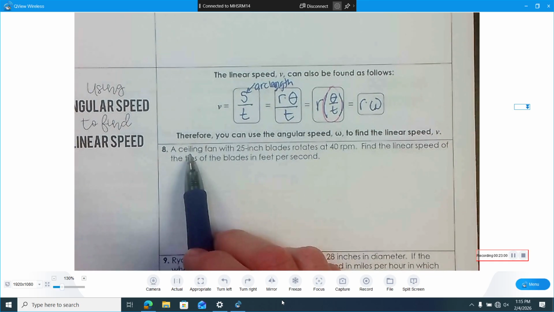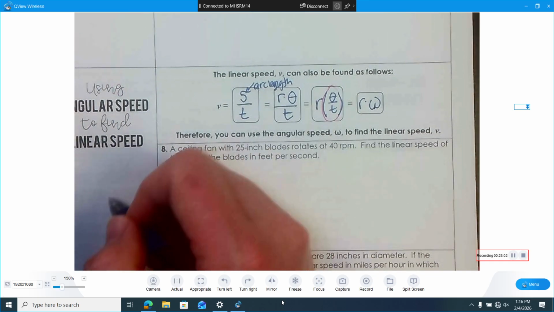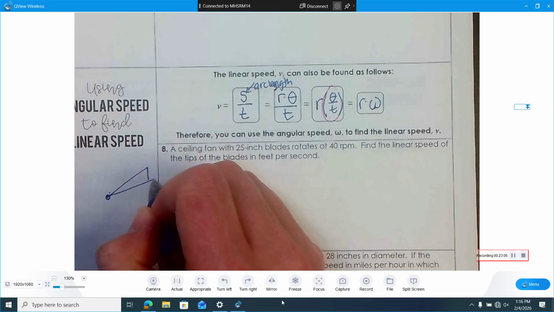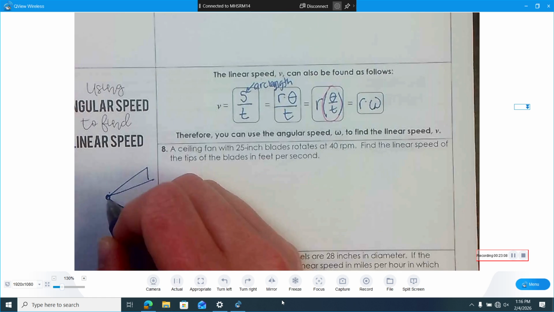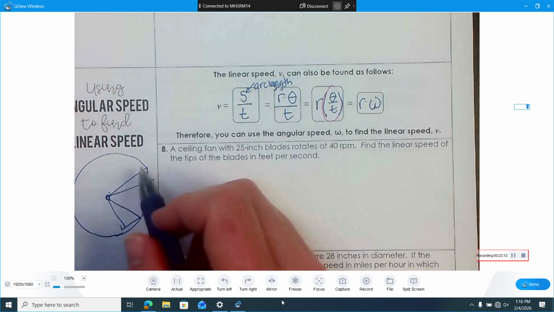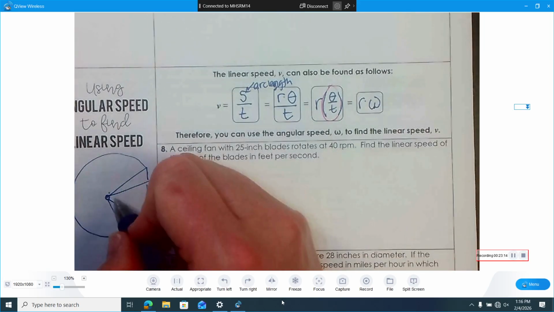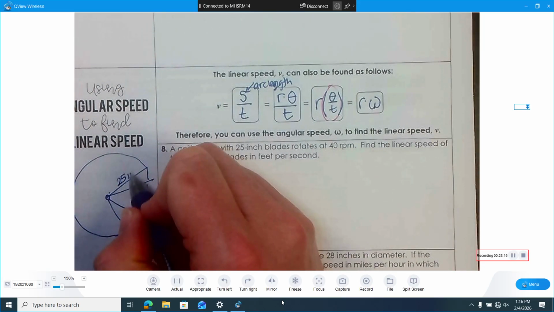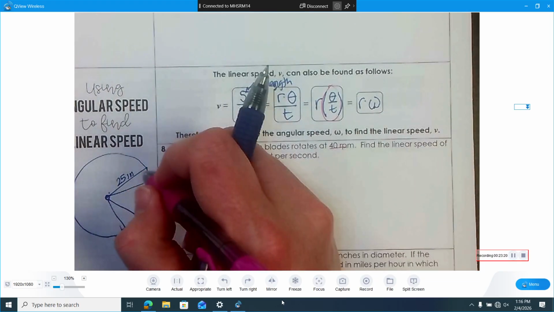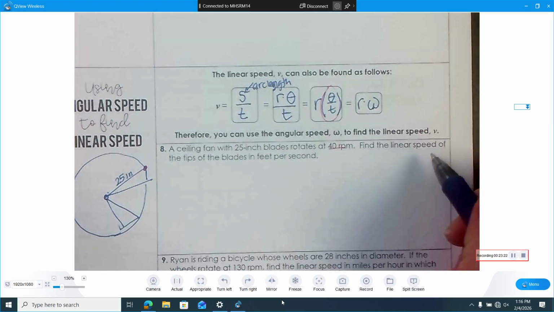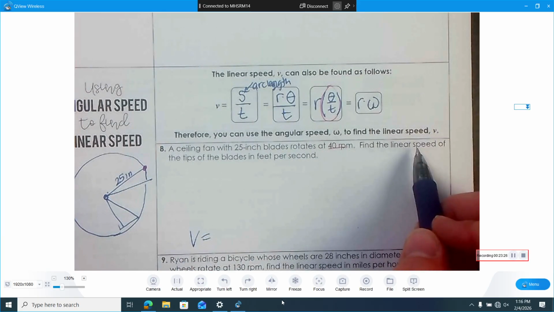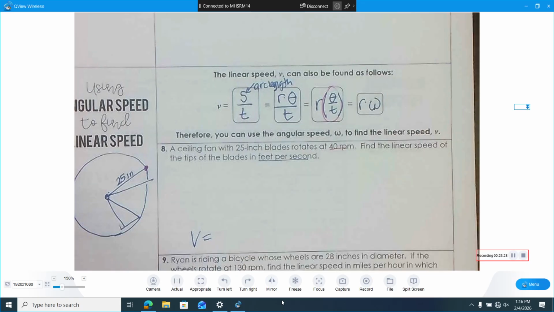A ceiling fan with a 25-inch blade. So here's my ceiling fan. Yeah, it looks something like that. We're going to pretend, ladies and gentlemen. It's sort of Pac-Man there. It's got a 25-inch blade, and it rotates at 40 rotations per minute. Find the linear speed. So our goal is linear speed in feet per second.